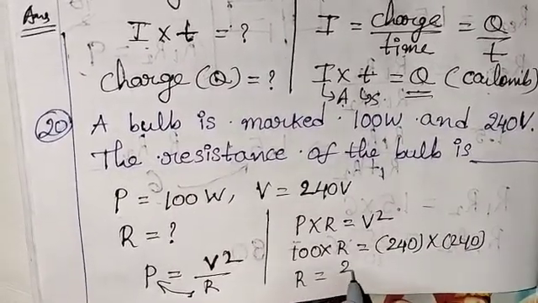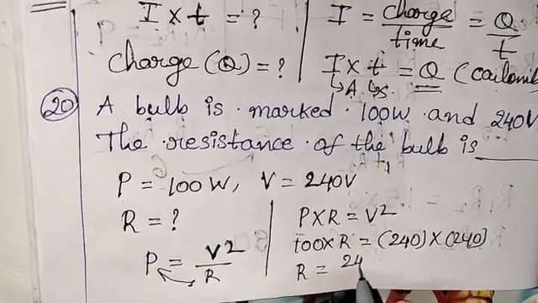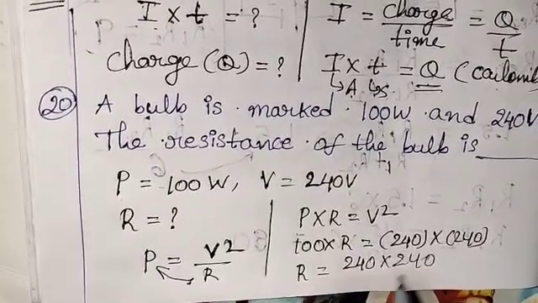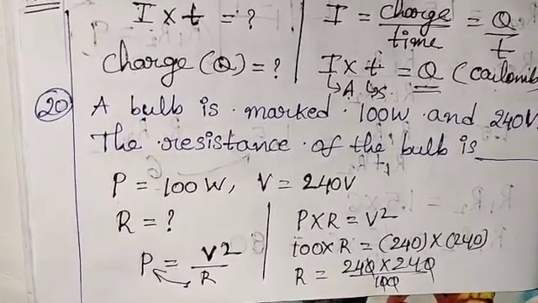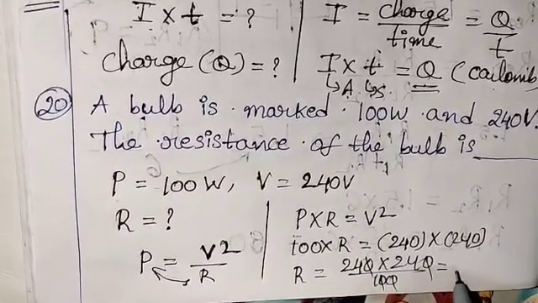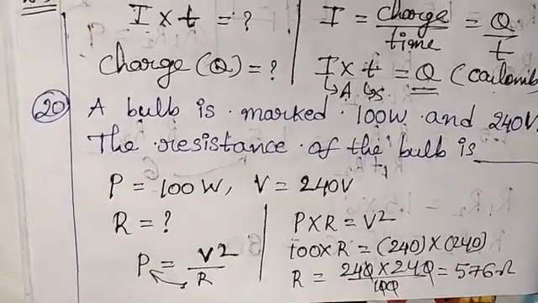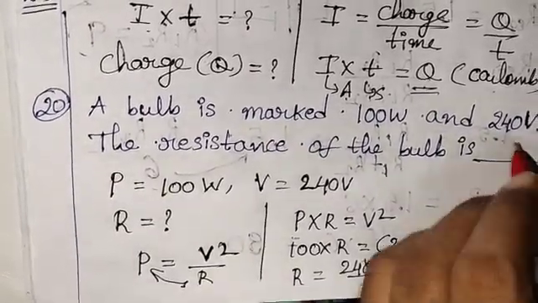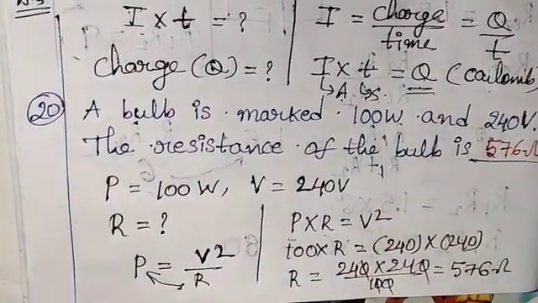Now R is equal to 240 into 240 by 100. So 10 10 10 10 cancel. So 24 into 24. 24 square means how much? 576 ohms. So the final answer is, the resistance of the bulb according to the given conditions is 576 ohms.